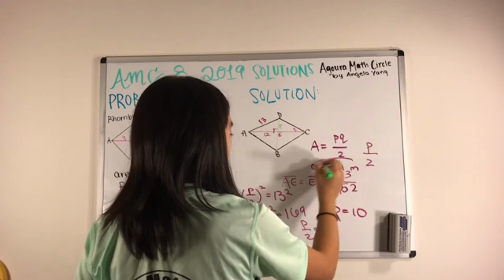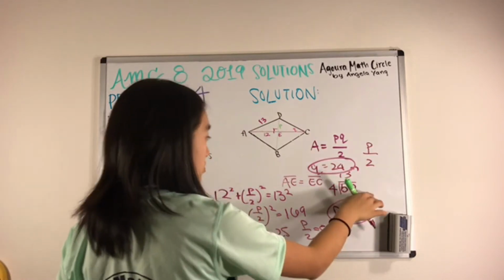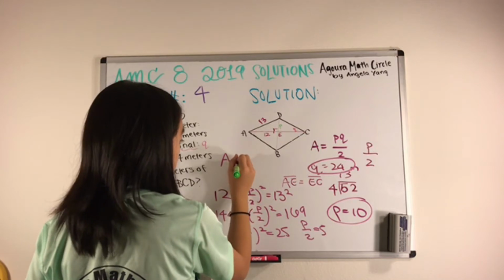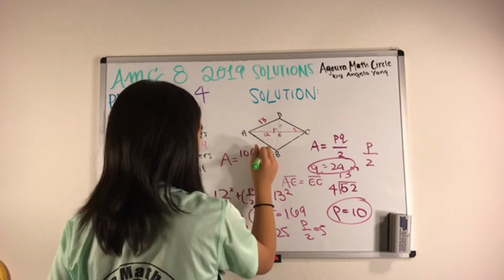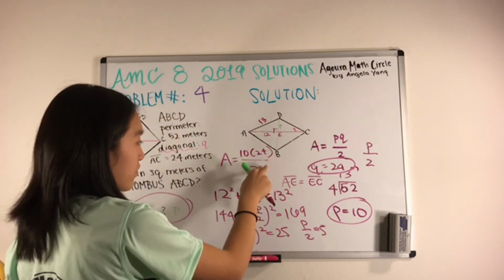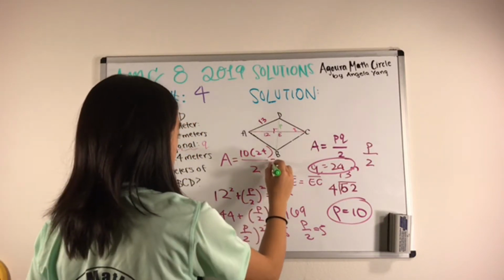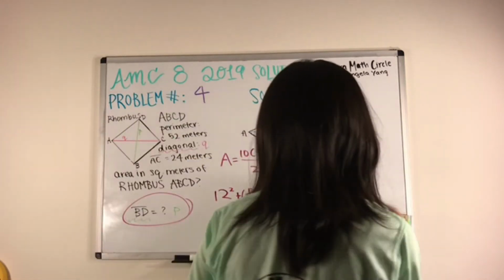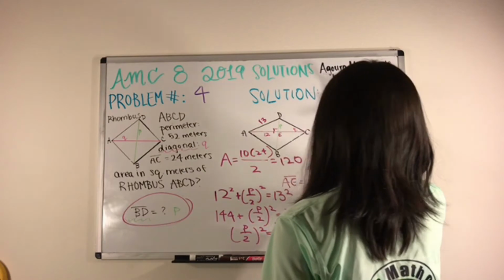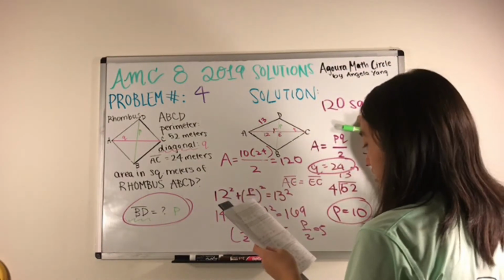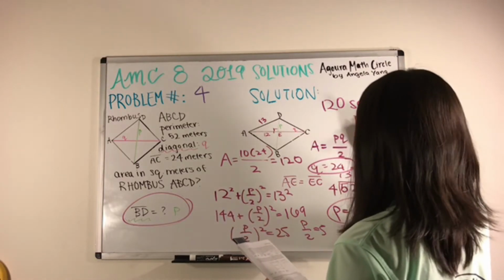So now we know what both Q and P are. We substitute it into the equation, and we get the area of this rhombus equals 10 times 24 all over 2. That's 240 divided by 2, which gives us the answer of 120. So our area is 120 square meters. Using this, we can get ourselves the answer of letter D.